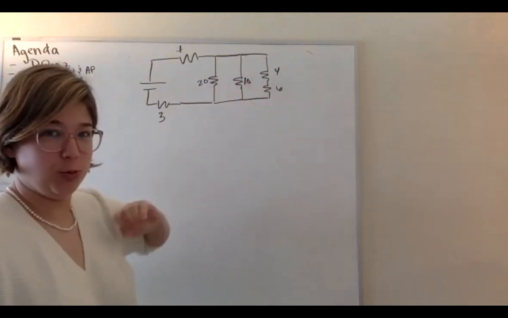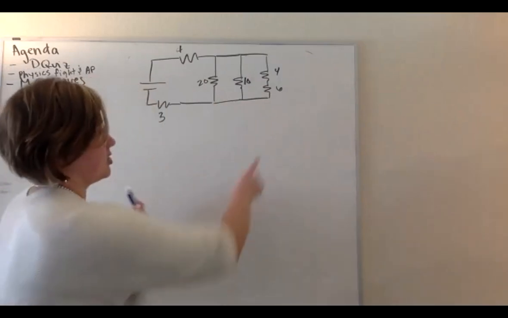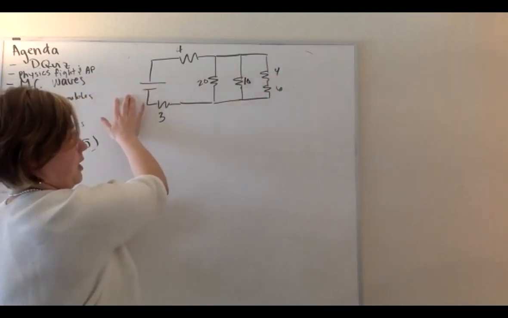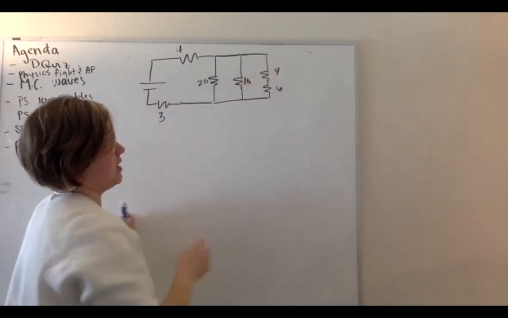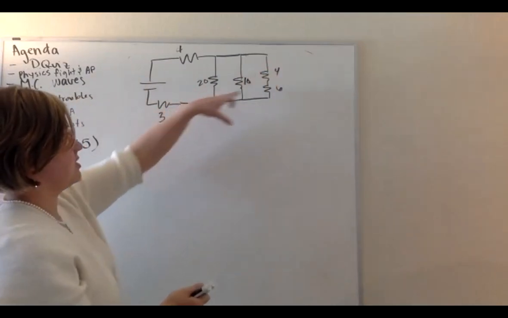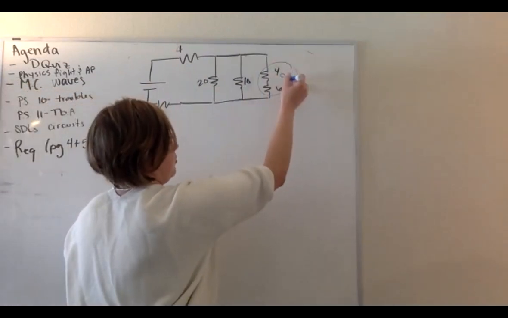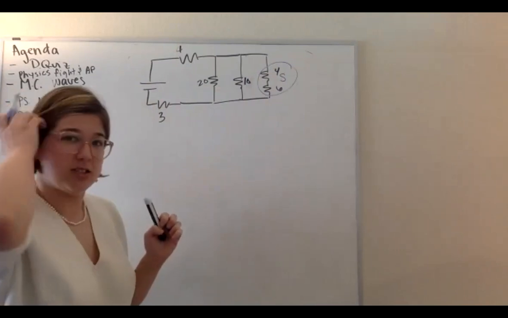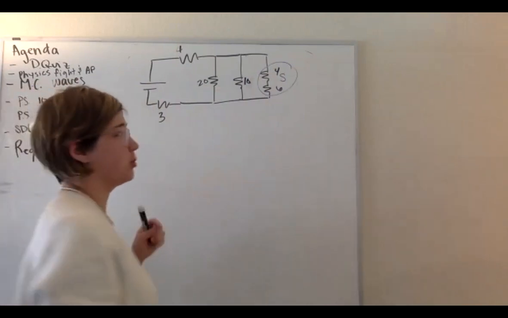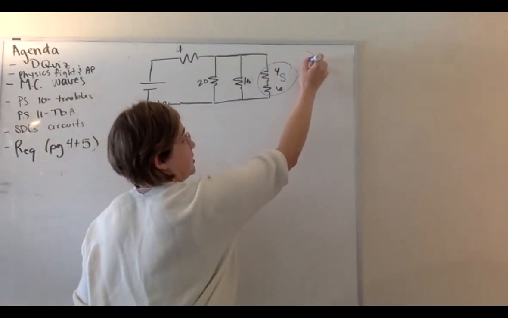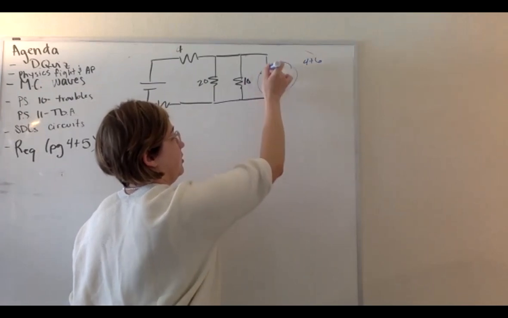So, Catalina, we would want to start with this section right here, the furthest from our battery, almost literally, and the most condensed section. I don't want to start here because there's all this other stuff, so I'm going to start right here. These are in series, so I can just add them. 4 plus 6 gives us a total of 10.